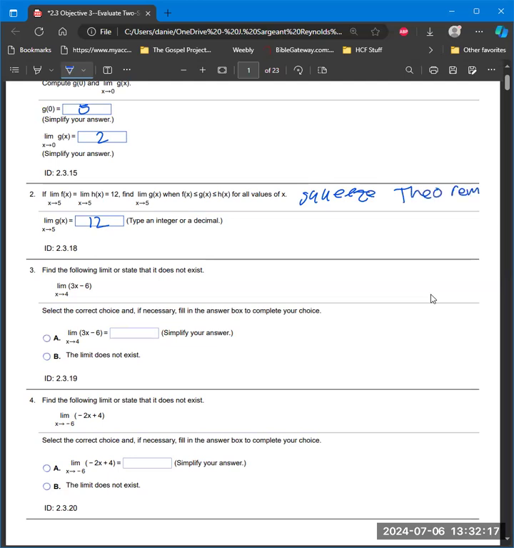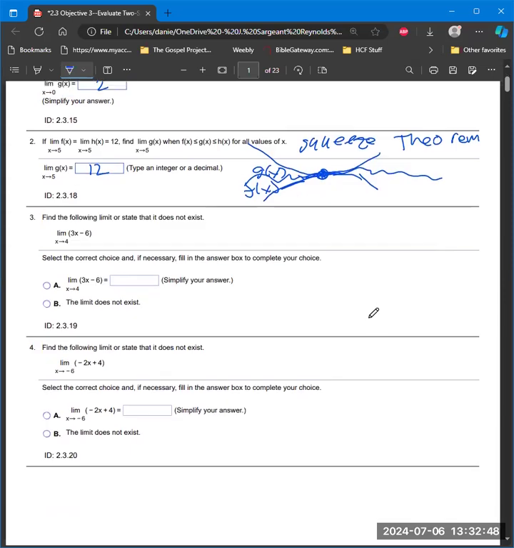It tells you if f of x is approaching this number here from below, and h of x is approaching that number from above, and we don't care what g of x is doing, that has to stay in between there. It has to, at that point, get close there. It has to get squeezed between those two functions.